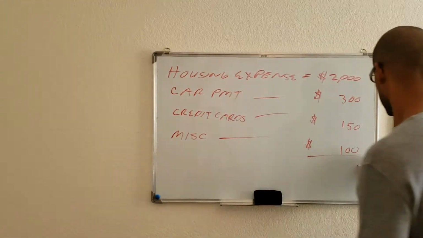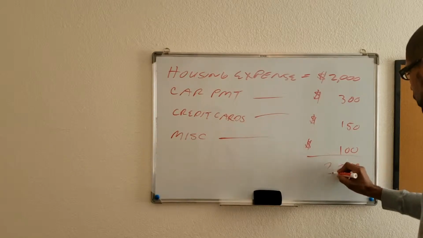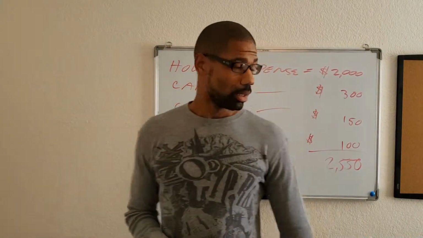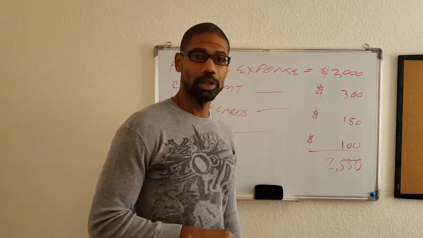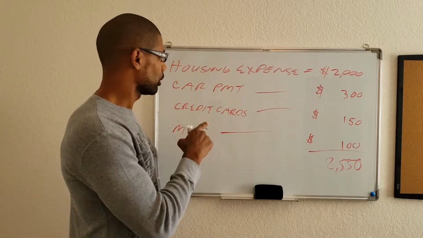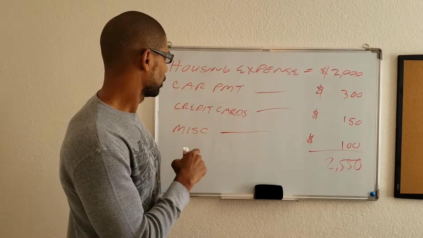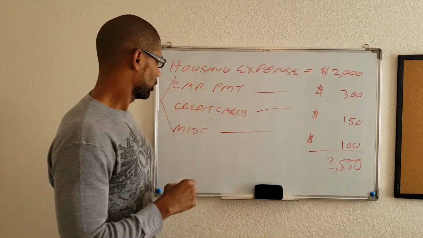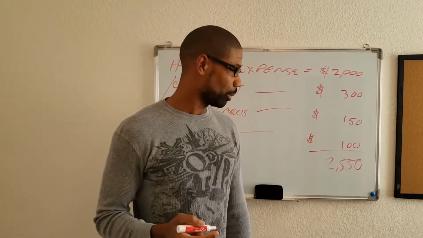So what do we got? 0, 5, 3, 4, 5. So $2,500. Is that right? So 2,500. Now that's your housing. Wait, that's all wrong. No, that's right. Housing expenses. This is all of your credit. What's on your credit report? So we have a total of 2,500 that we're playing with.